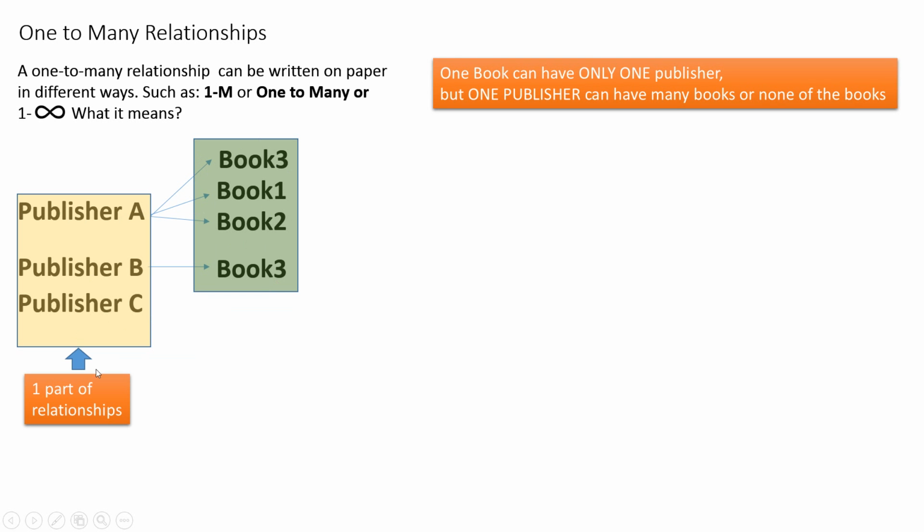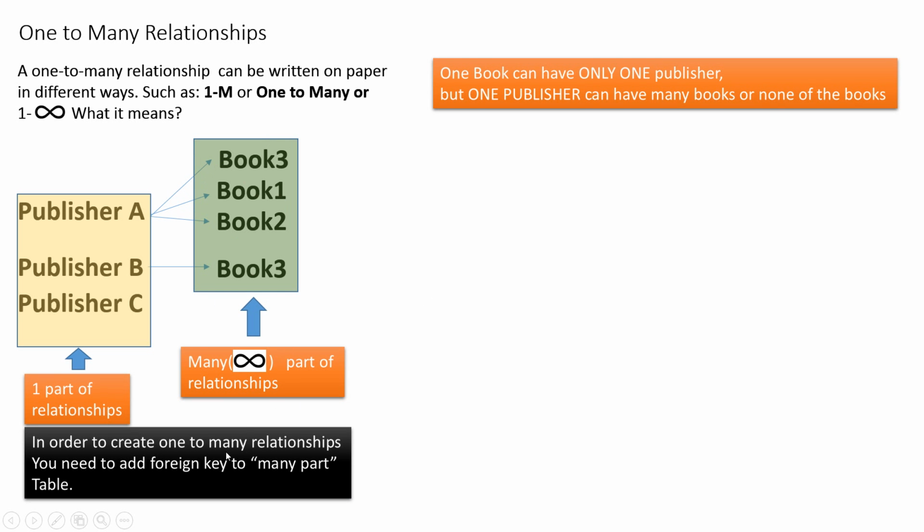This means that publisher is the one part of the relationship, and many part is books, because one book can have only one publisher, but a publisher can have many books. This is an example of a one-to-many relationship. In order to create one-to-many relationships, you need to add a foreign key to the many part table. To this part, to table books, you will need to add a foreign key. We will learn what it is now.